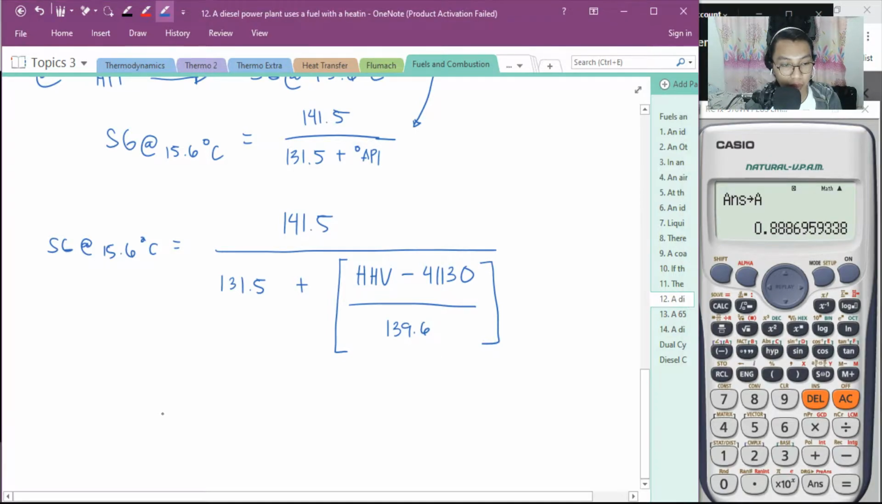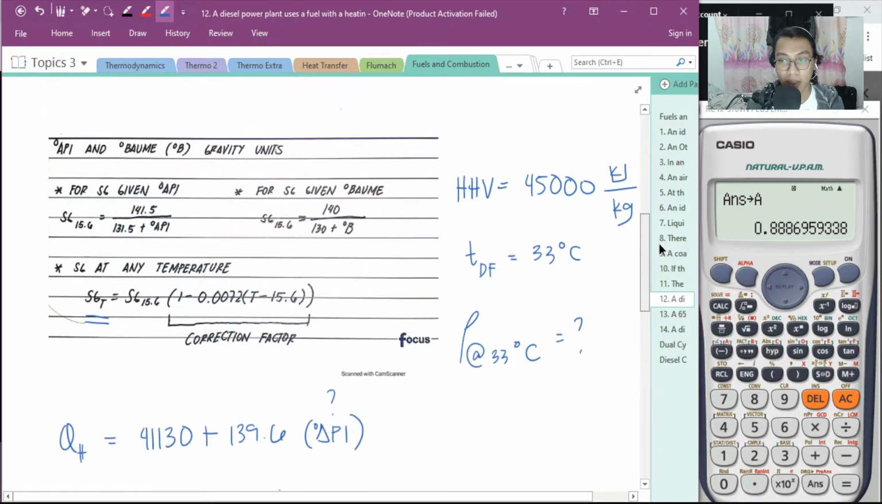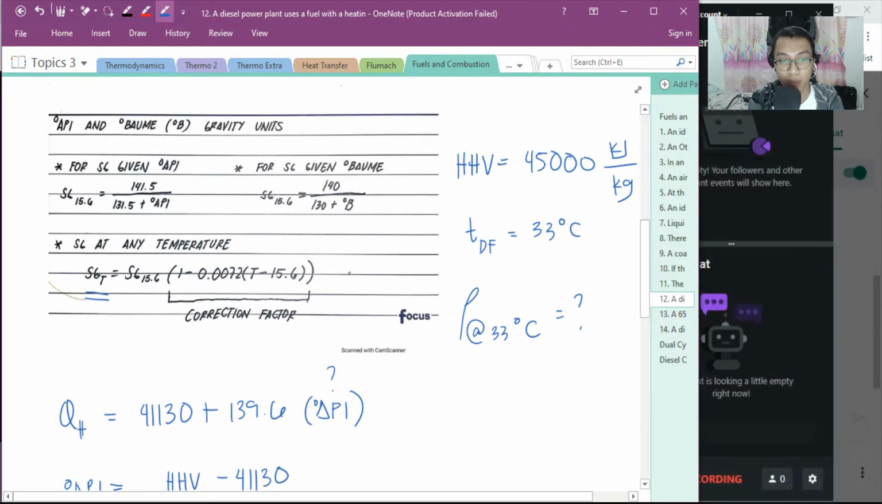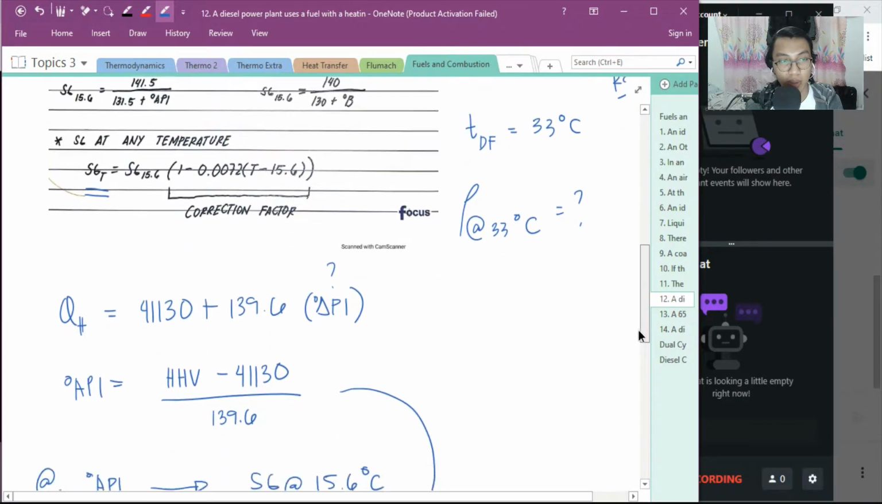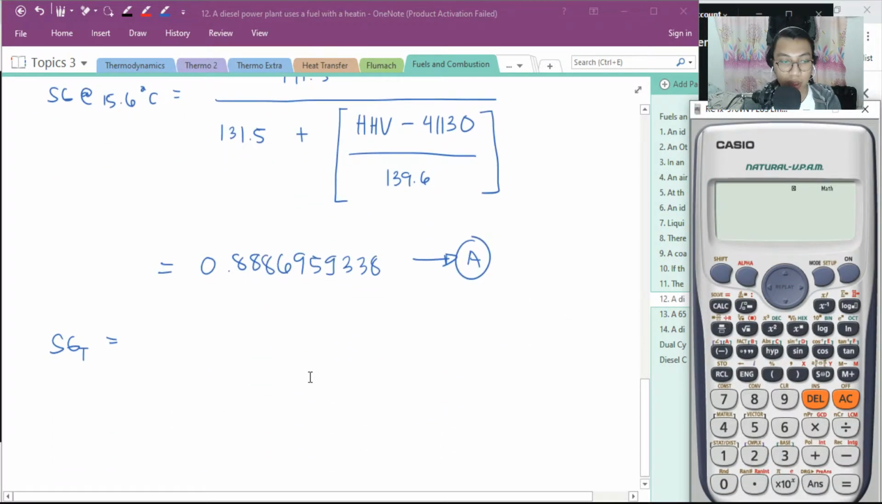Okay. 0.88869593338. Store natin tong value na kay A. Okay. So, we now have the value for the SG at 15 degrees Celsius. Ang kukunin na lang natin yung SG at the given temperature. And this is coming from this formula, yung may correction factor. Okay? So, the correction factor, ay, natanggal. May correction factor siya. So, that is SG at 15.6 degrees Celsius.